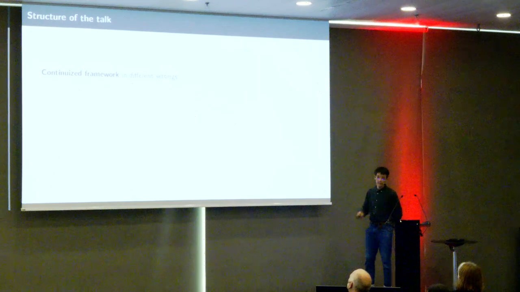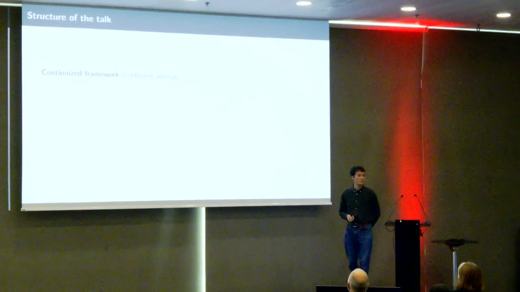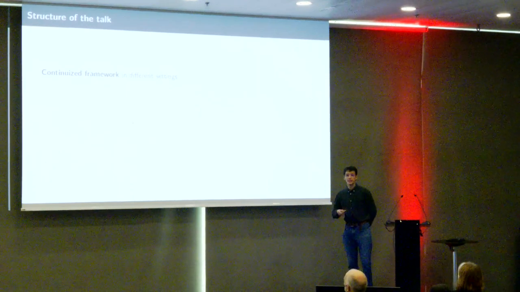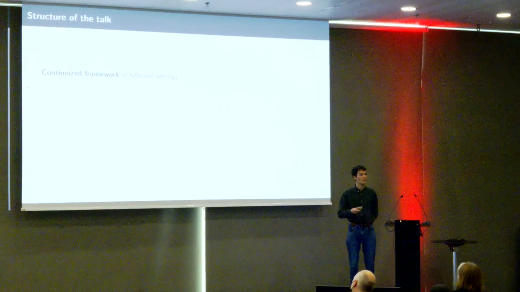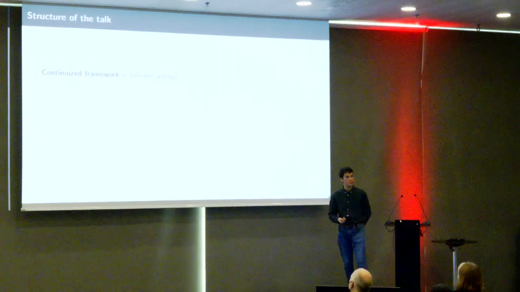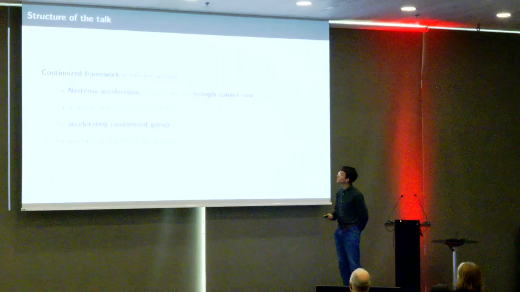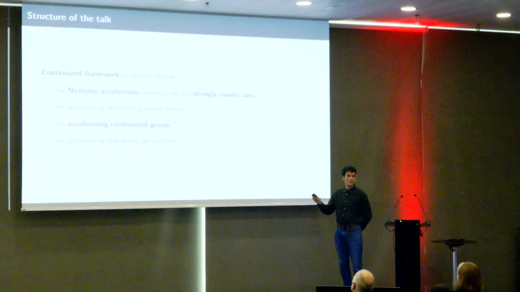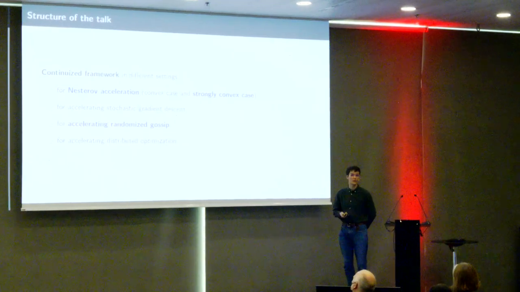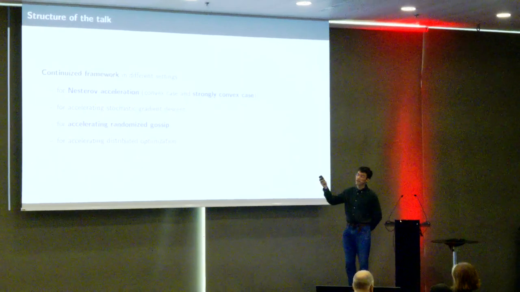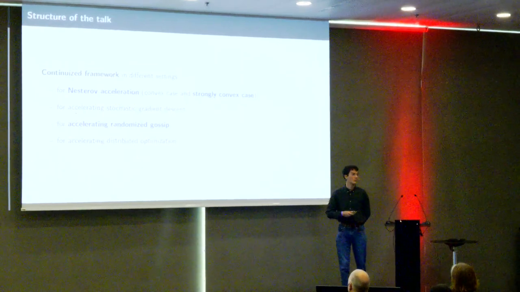Okay. So it's a paper on continuized acceleration. What is this? It's a technique to create accelerated algorithms in optimization. And this technique, you can use it in different settings. In the paper, we give a list of settings where it works. So we use it to build a variant of Nesterov acceleration. This is acceleration in a classical setting with deterministic gradients.